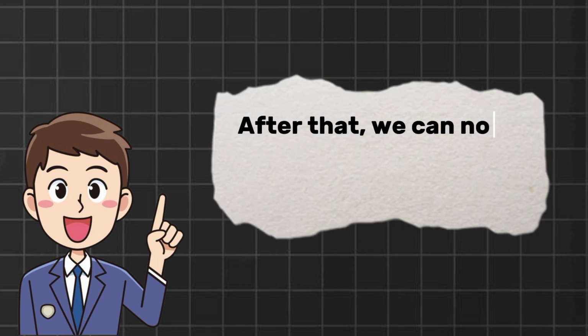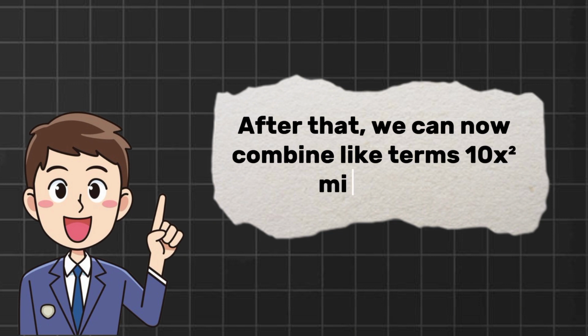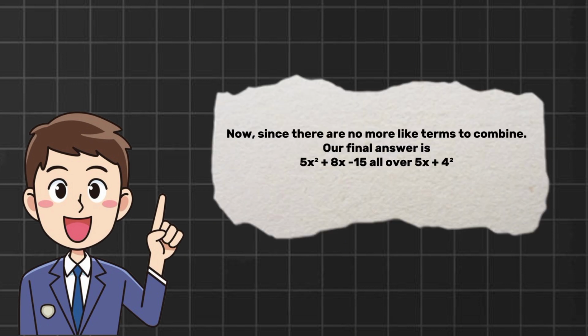After that, we can now combine like terms. 10x squared minus 5x squared is 5x squared. Now, since there are no more like terms to combine, our final answer is 5x squared plus 8x minus 15 all over 5x plus 4 squared.